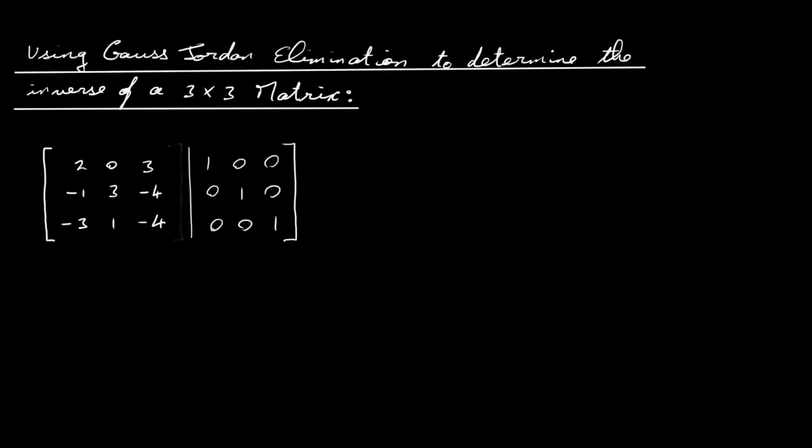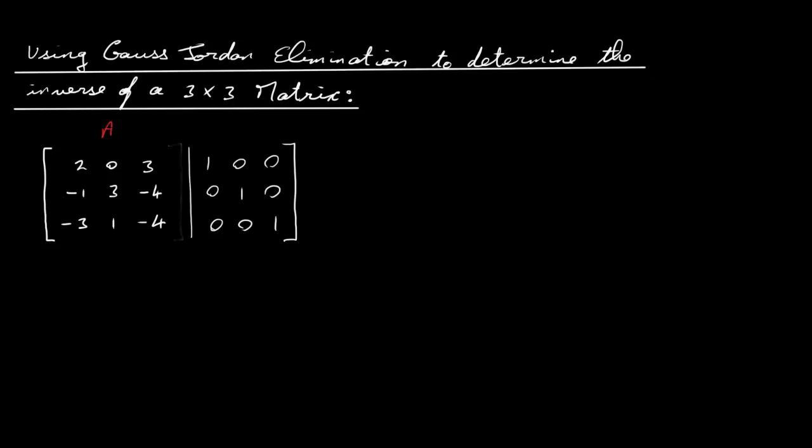So what we're going to do is convert this side of the augmented matrix to an identity matrix, and we're going to do that in a series of steps, and whatever we do to this matrix here, we're going to do the same to this identity matrix on the right hand side. And what we should end up with on the right hand side then is the inverse of this matrix here, which let's say we'll call A for the moment.